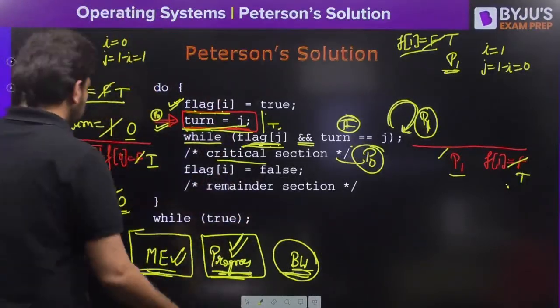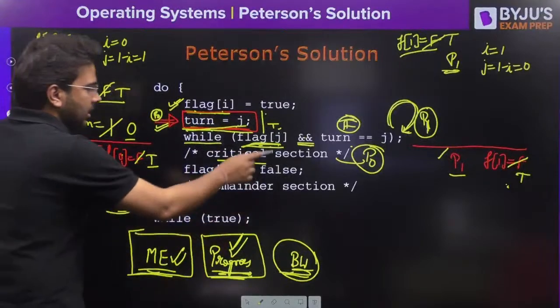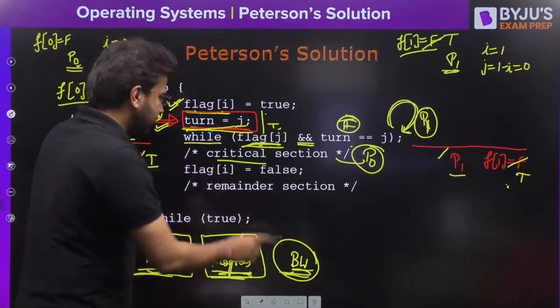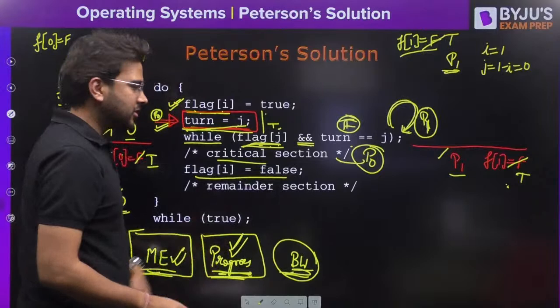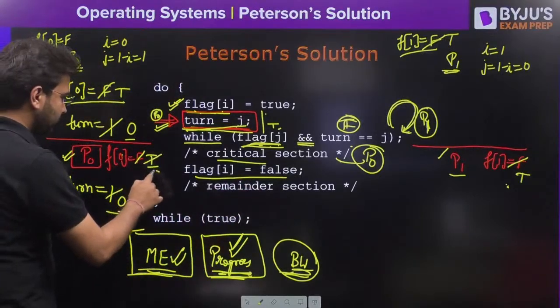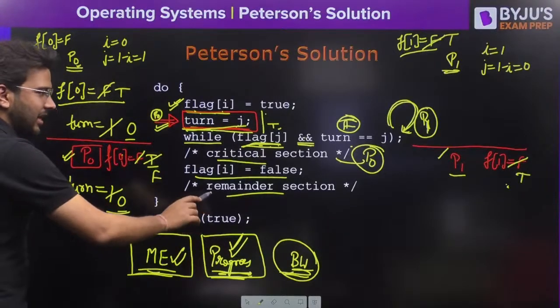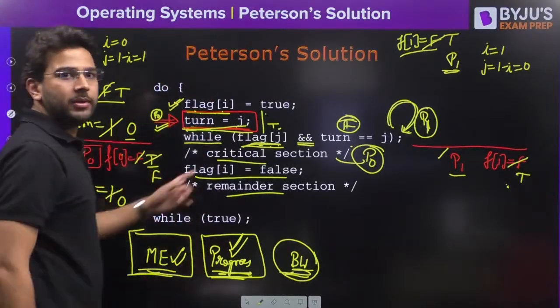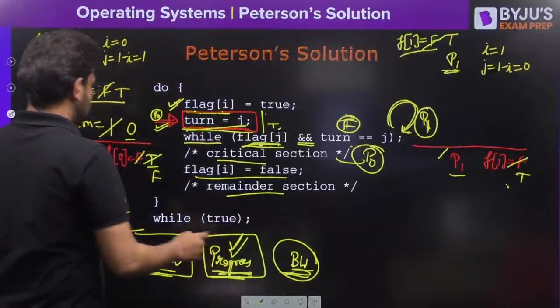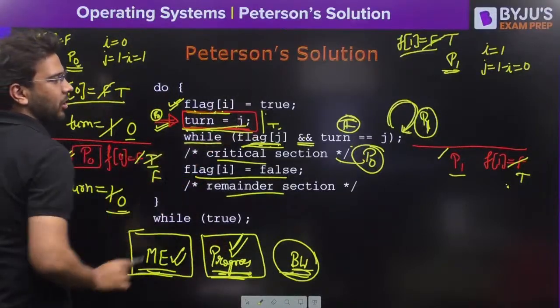Now carefully see this. P0 is here in the critical section, fine. Flag of i is equal to false, fine. Remainder section, fine. Let's say P0 executes again. P0 wants to execute again. Now carefully see this. Flag of i is equal to true.